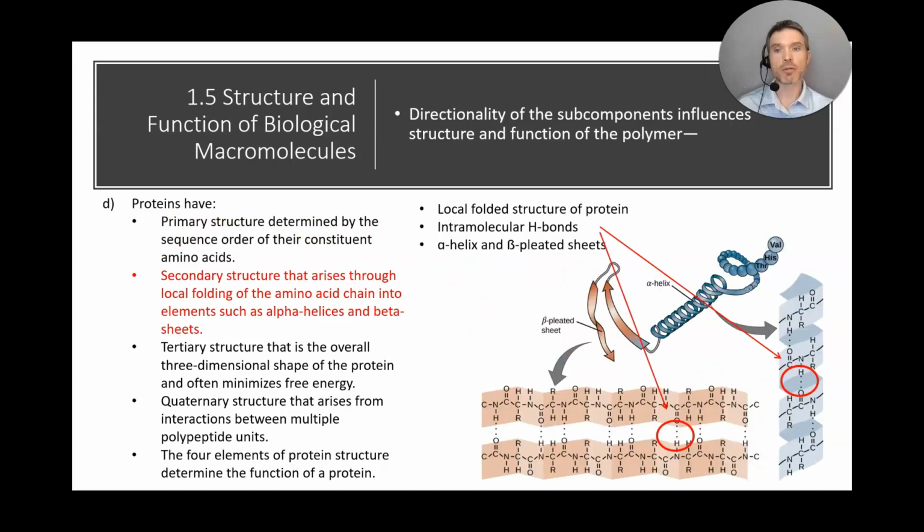The second level of protein folding is called the secondary structure, and that arises through local folding of the amino acid chain into elements such as alpha helices and beta sheets. These two unique folds, the alpha helix or the beta pleated sheets, are caused by hydrogen bonds. And this occurs between the hydrogen of one amino acid and the negatively charged O of a corresponding amino acid. And so what we'll notice here is that there are certain regions within the protein that have these unique folds.